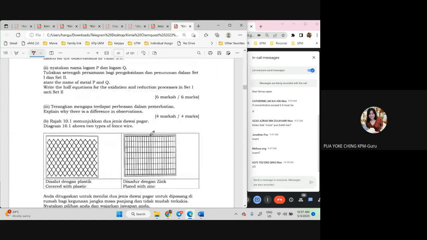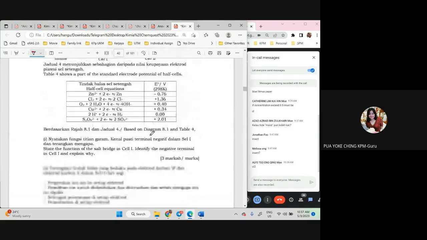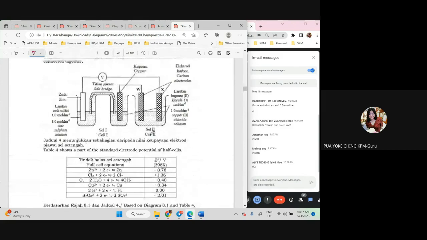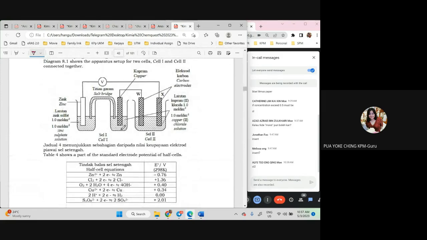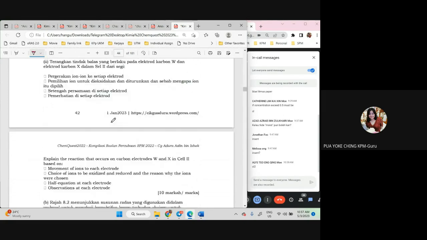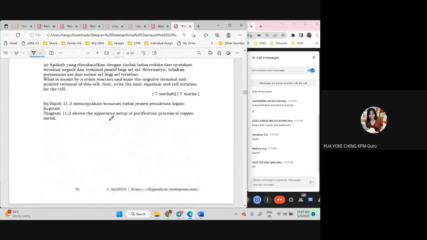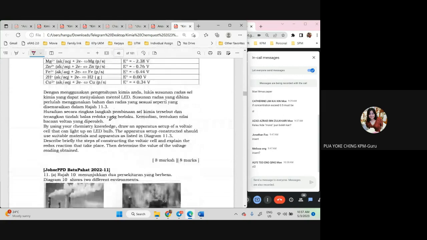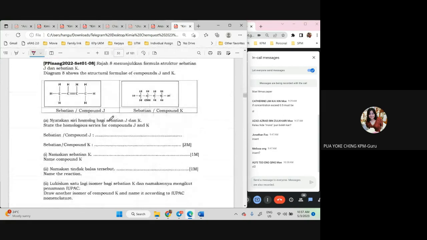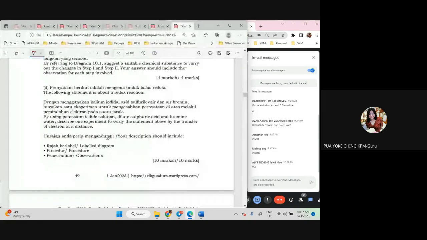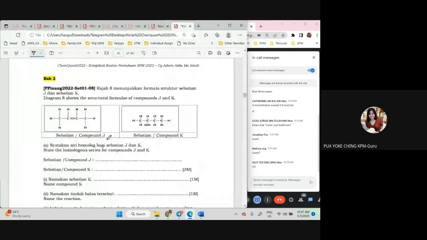So, I think that's all untuk, okay, ni pun sama. Nanti you boleh pergi tengok. That's all for chapter 1 redox. Banyak redox. Okay.